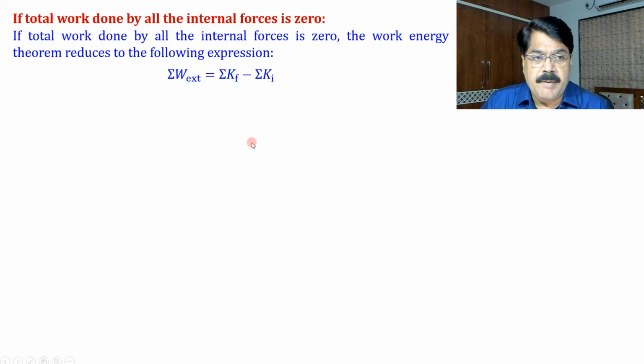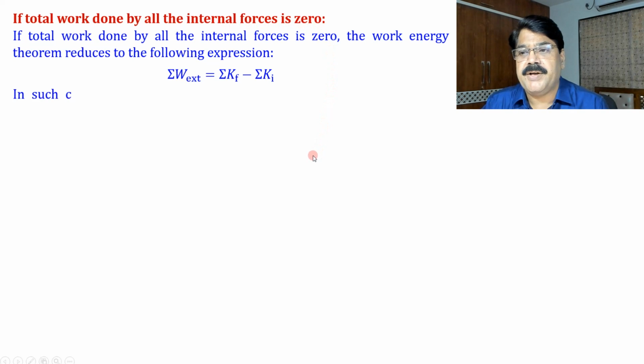So that is a very simple expression. Now, if we know in advance that work done by internal force will be 0, we can use the work energy theorem on a system as a whole instead of using it on individual particles. Of course, using the work energy theorem on an individual particle is the basic method. We can use that in any problem. But whenever we get this idea, that total work done by all the internal forces is 0, we have some simplification.